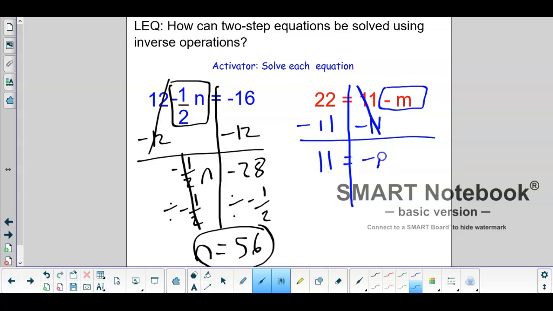But again, this problem's not done yet because I have a negative 1 times m. In order to get m completely by itself, I need to get rid of it being multiplied by negative 1. I know that the opposite of multiplying by negative 1 is to divide each side by negative 1. Again, the negatives will cancel out and leave me with just positive m. And then 11 divided by negative 1 is negative 11.